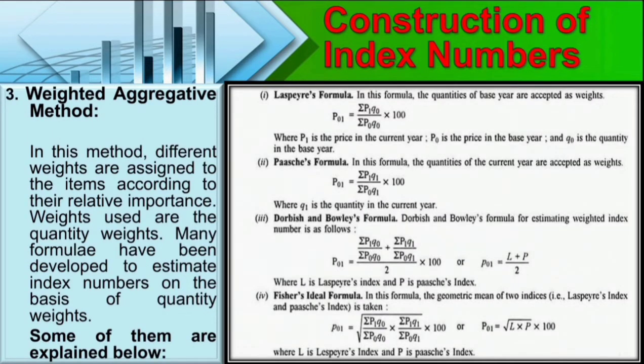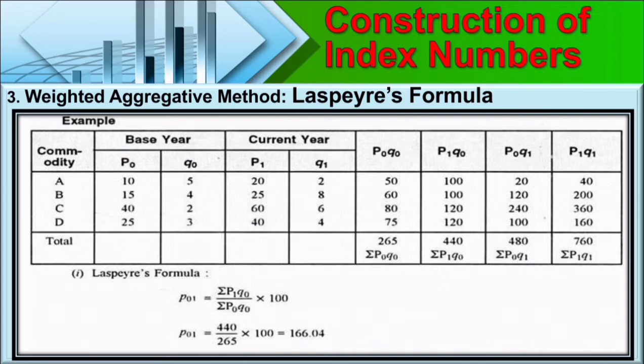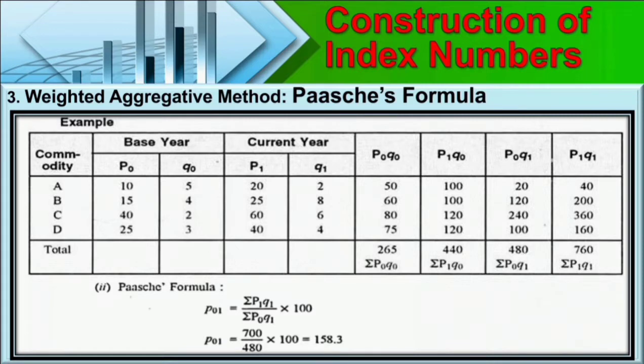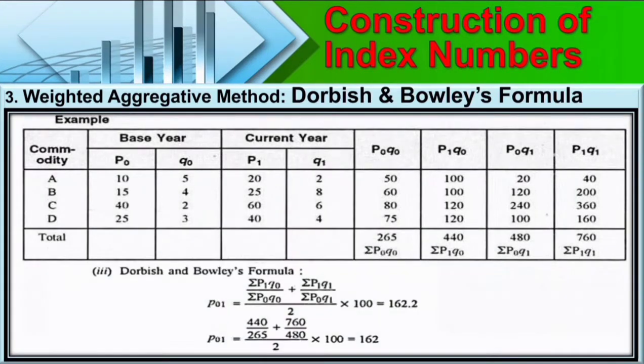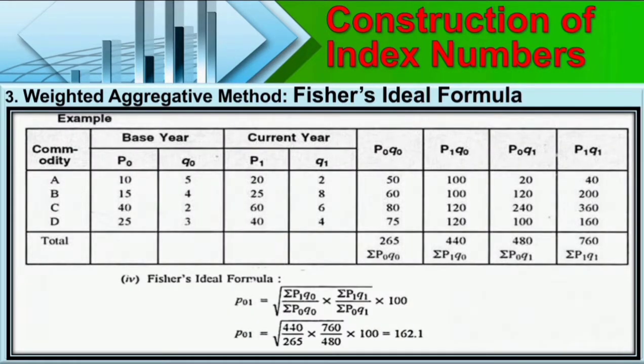Construction of index numbers. Number 3. Weighted aggregative methods. In this method, different weights are assigned to the items according to their relative importance. Weights used are the quantity weights. Many formulas have been developed to estimate index numbers on the basis of quantity weights. Some of them are explained below. Weighted aggregative method. Here is the Laspeyres formula. Here is the Paasche's formula. Here is the Dorbish and Bowley's formula. Here is the Fisher's ideal formula.